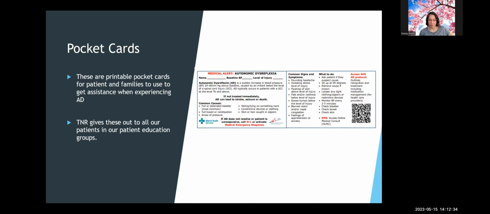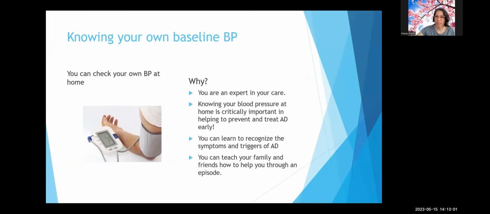This card aims to provide immediate info about autonomic dysreflexia and directs AHS staff directly to the protocol for recognition and treatment. This card can be found on the My Health Alberta website, in addition to Spinal Cord Injury Alberta. And we are actually just starting to hand this out in our SCI education here at Foothills Hospital. And next slide, please.